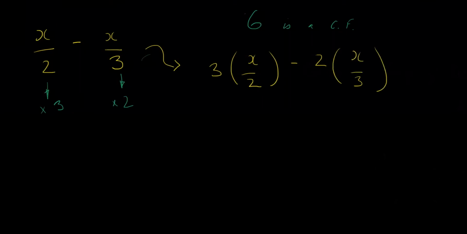What's that equal to then? So I've got 3x. That equals 3x over 6 minus 2x over 6, which is equal to 1x over 6. Perfect. Okay?